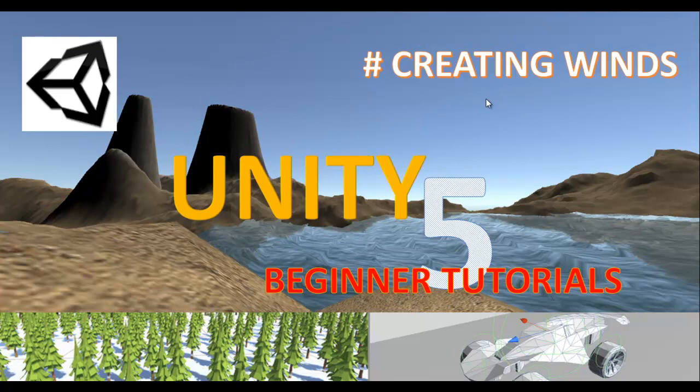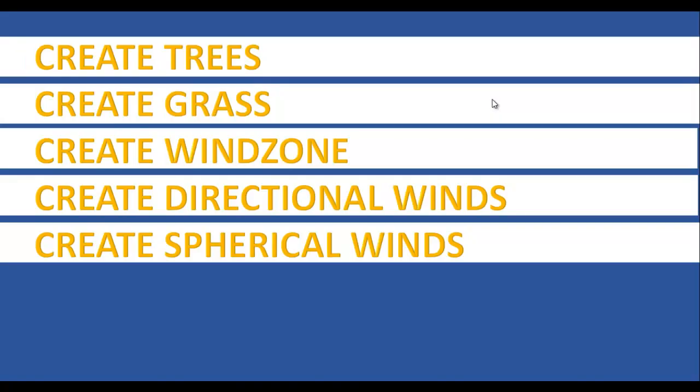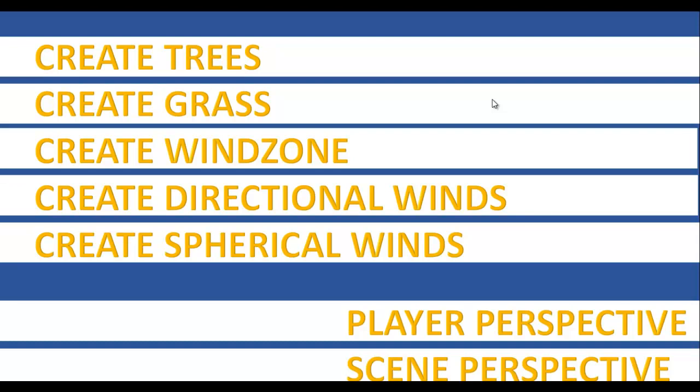In this tutorial we are going to learn how to create wind, and as part of that first we'll create a tree, we'll create some grass, we'll create a wind zone, we'll create directional winds, spherical winds, and then we'll see the effect of these winds on trees and grass from a player perspective and from the perspective of a screen.